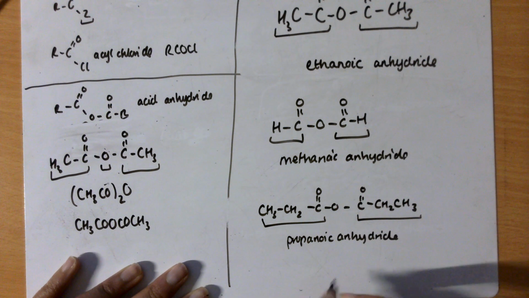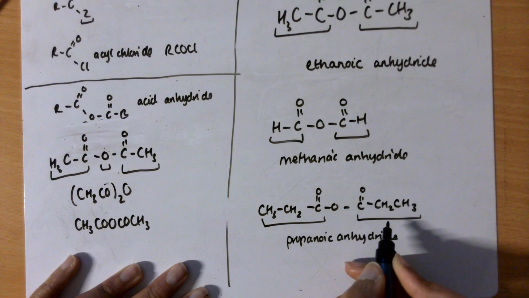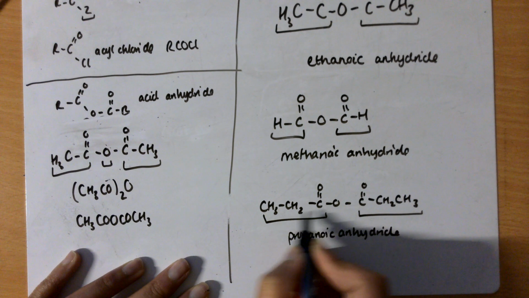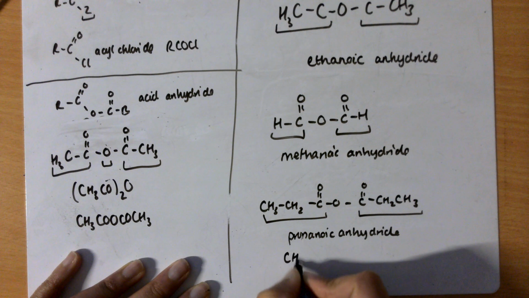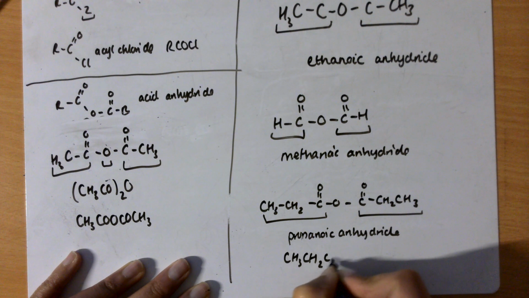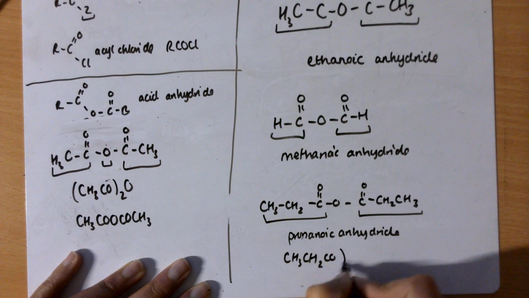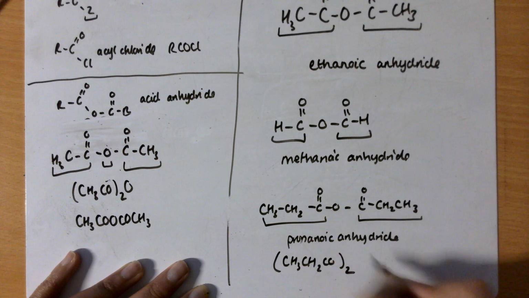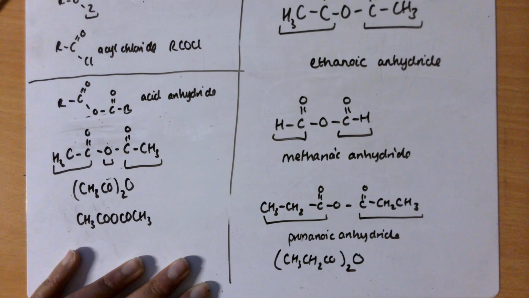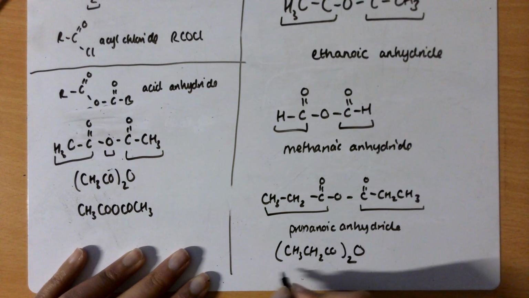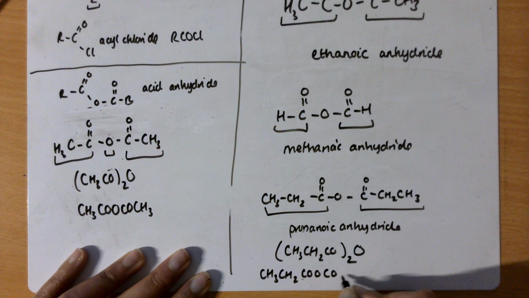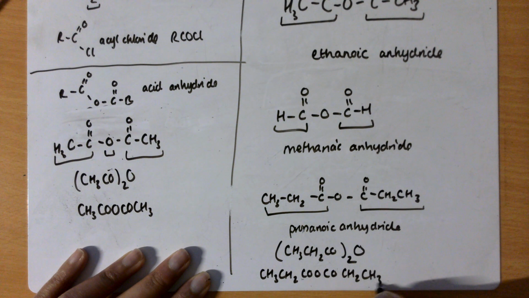It's up to you if you want to try and write out your structural formula for this, but I'm going to give it a go. So I've got my CH3, CH2, CO. I have 2 of them. So therefore I'm going to put a 2 over here, and then I have that final oxygen on the outside. Alternatively, if I want to read all the way across, my CH3, CH2, COO, CO, CH2, CH3.